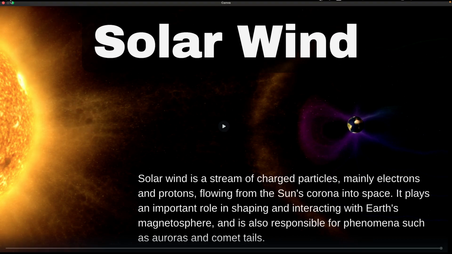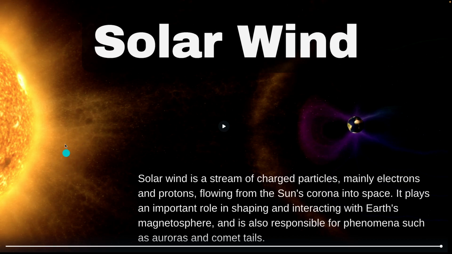So here in this picture you can see that there is the sun and there is this photosphere of the sun, and from the photosphere of the sun there is a continuous flow of charged particles towards the outer parts. Now this flow of charged particles is nothing but solar wind.